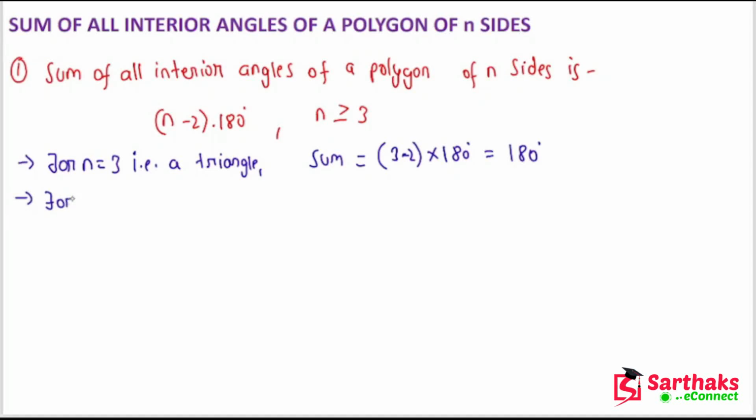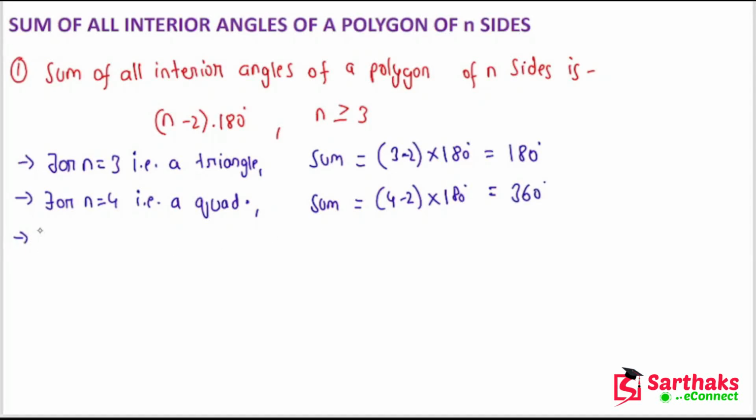Let us find out for a quadrilateral if this formula is correct. For n equals to 4, that is a quadrilateral, now what is the sum? We know that the sum is 360 degree. We have just defined it. Let us see if the formula gives the same result. When you put n equals to 4, you will get 2 into 180 degree. So yes, it is 360 degree.